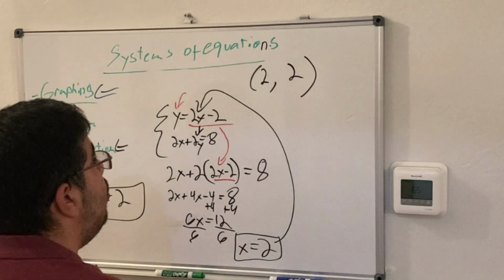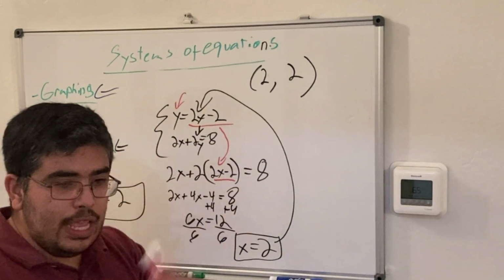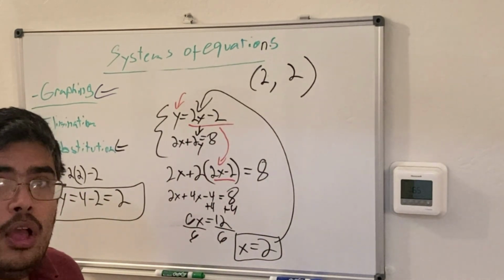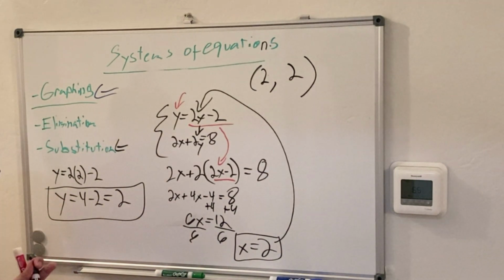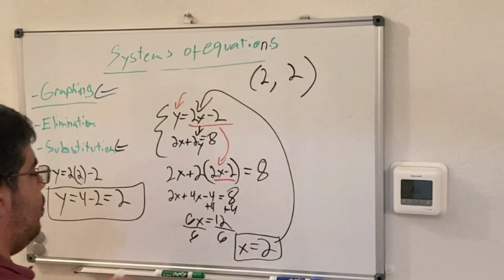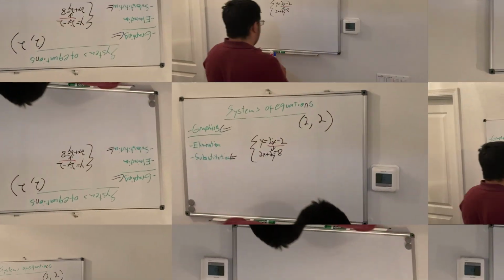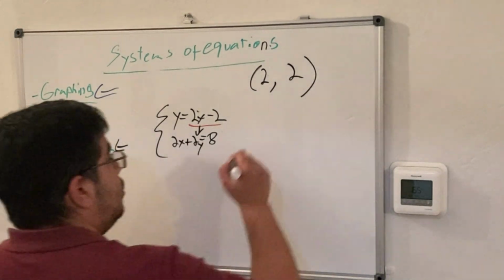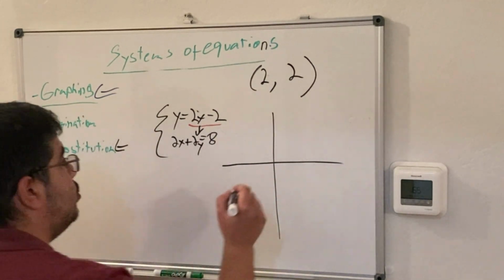Cool. All right, so what does this mean? Remember from the graphing video where we drew both the lines and where they intersected, that's the solution. That's where these two lines are going to intersect. Why don't we prove it to you right now? So let's erase everything and clear out the whiteboard a little bit. Let's graph these and see if it actually intersects at 2, 2.